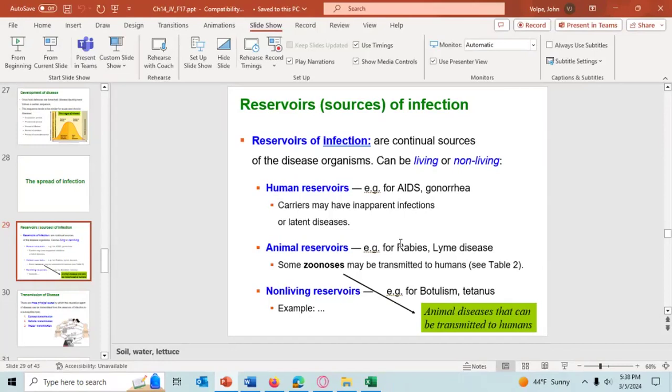There are non-living reservoirs like lettuce, soil, and water. These are examples for diseases like botulism and tetanus, where they normally come from a non-living reservoir. And then lettuce frequently spreads gastroenteritis in the United States when the lettuce is contaminated with a microbe. Any question about a reservoir?